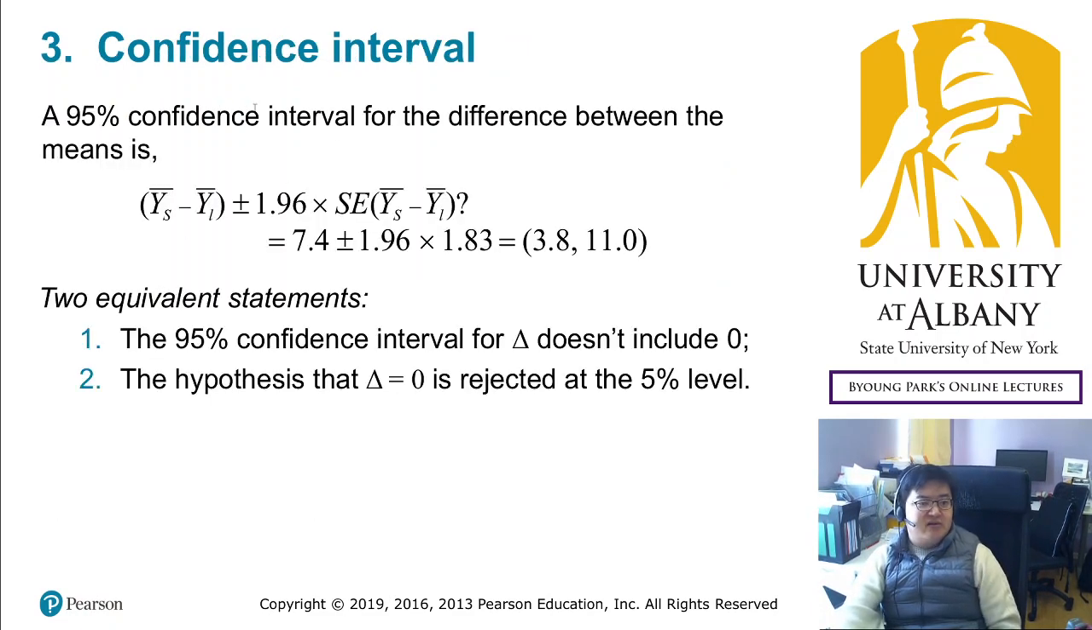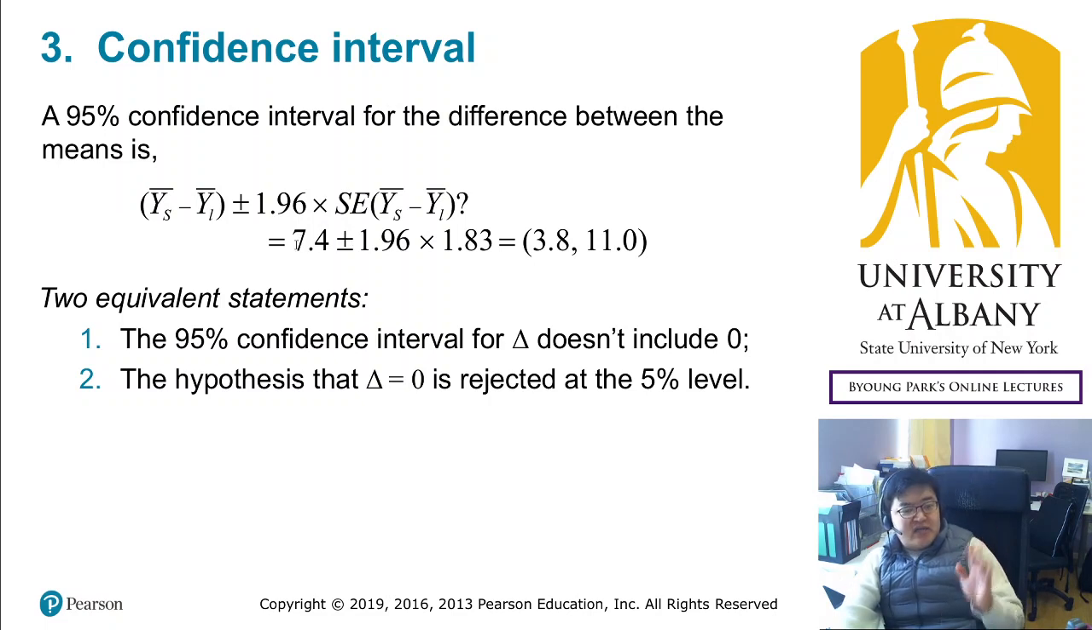And finally, the confidence interval is calculated from the point estimator. The point estimator is the sample mean, plus or minus the z value times the standard error. The z value comes from the standard normal distribution, and the standard error is the same standard error we used before. So the answer is 3.8 to 11.0.